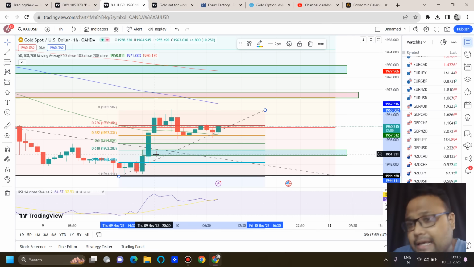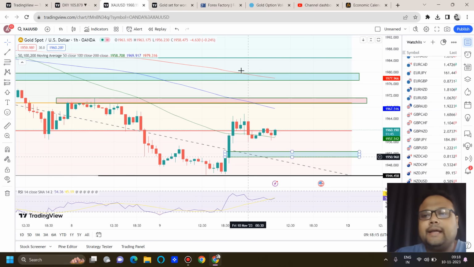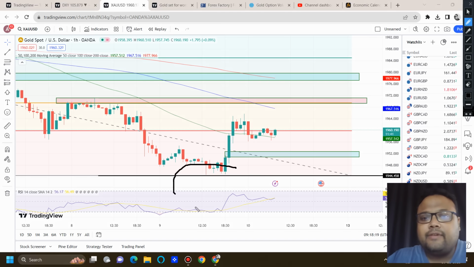So if you see the market taking support, showing price rejection from below around 1950-51, you can look for a buy position. How much can you expect? If the bounce is good, you can expect around 30 to 40 pips. Keep in mind, this is not a proper level. Okay. And then we have yesterday's low of 1944.45 as well.